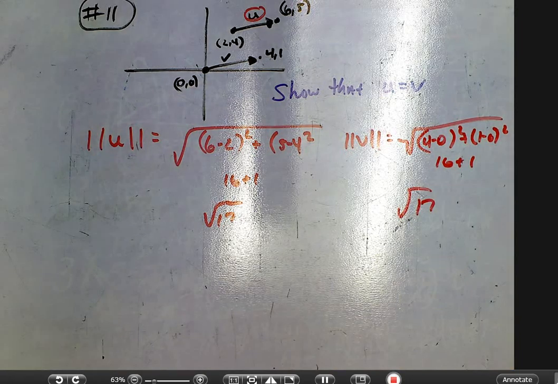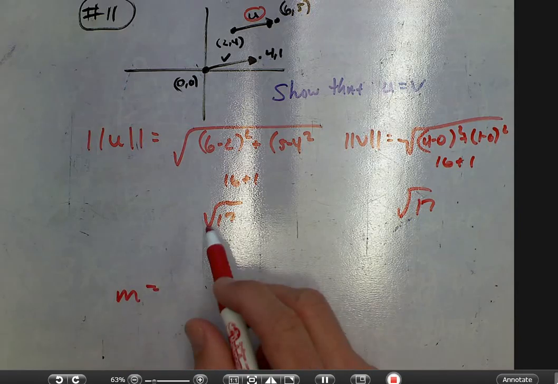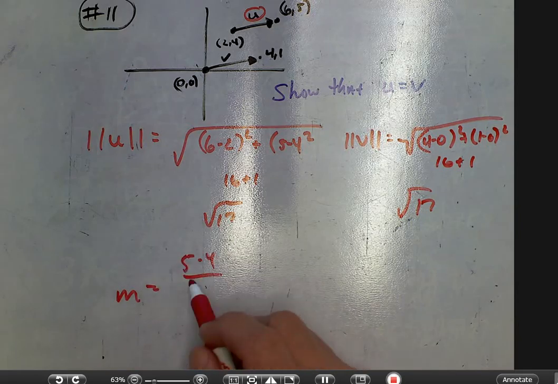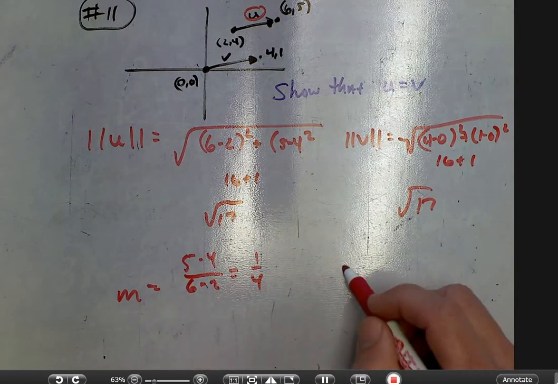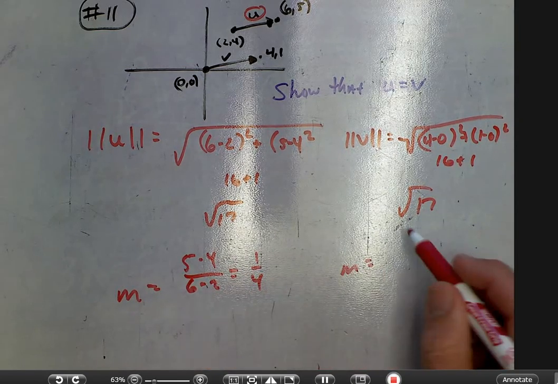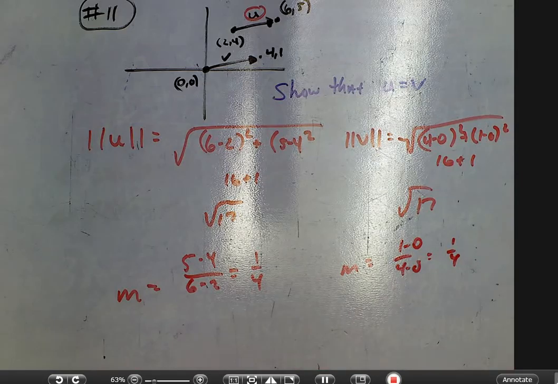Now for their slopes, the slope of U would be 5 minus 4 over 6 minus 2, which is 1/4. And the slope of V is going to be 1 minus 0 over 4 minus 0, which is also 1/4. Therefore, vector U and vector V are equivalent, they have an equivalent directed distance.